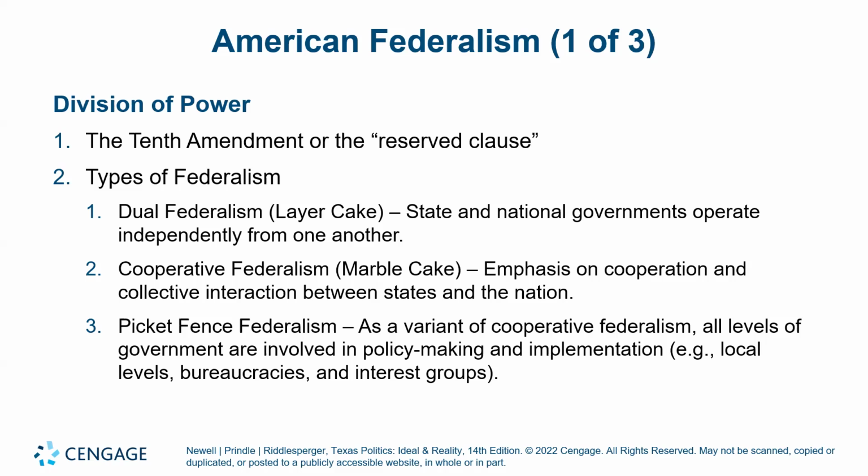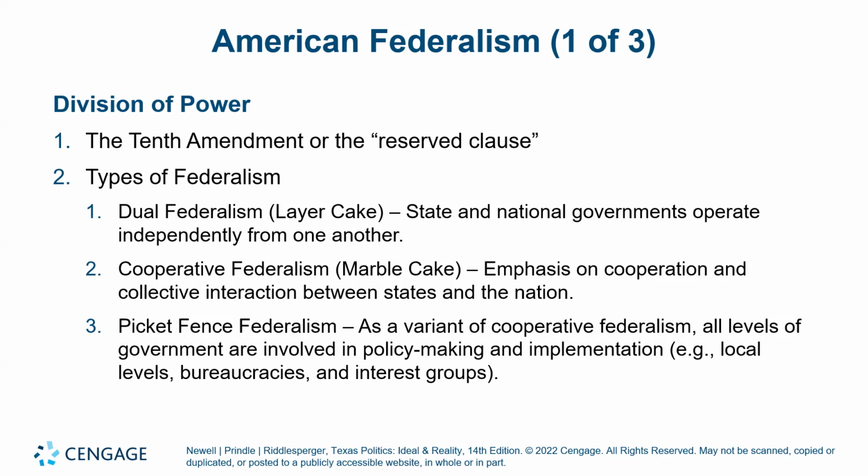But now let's move on to cooperative federalism, which is the marble cake, right? So the layer cake, of course, the analogy is that in a layer cake, the layers of cake are separate, right? Like the separate flavors, let's say one layer of cake is strawberry and on top of it is a chocolate cake. And so the strawberry and the chocolate don't interact with each other, right? They're their own separate layers on top of each other.